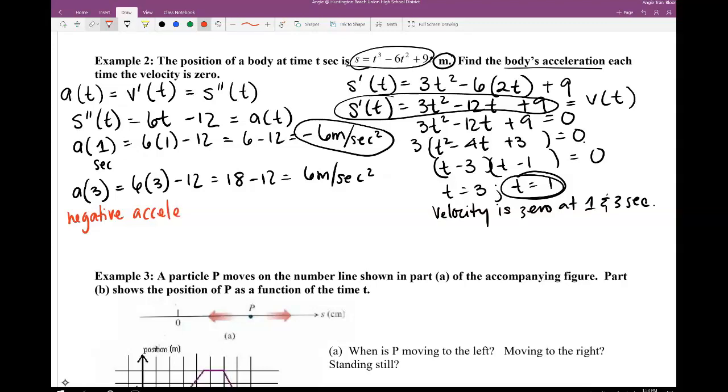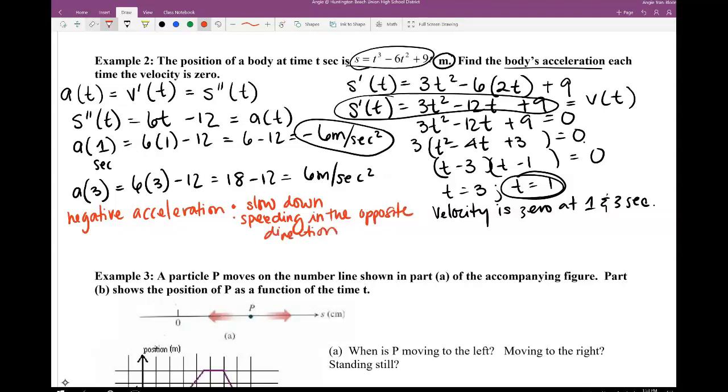Negative acceleration can mean 2 things, right? It can be slowing down, or it can be speeding up in the opposite direction.